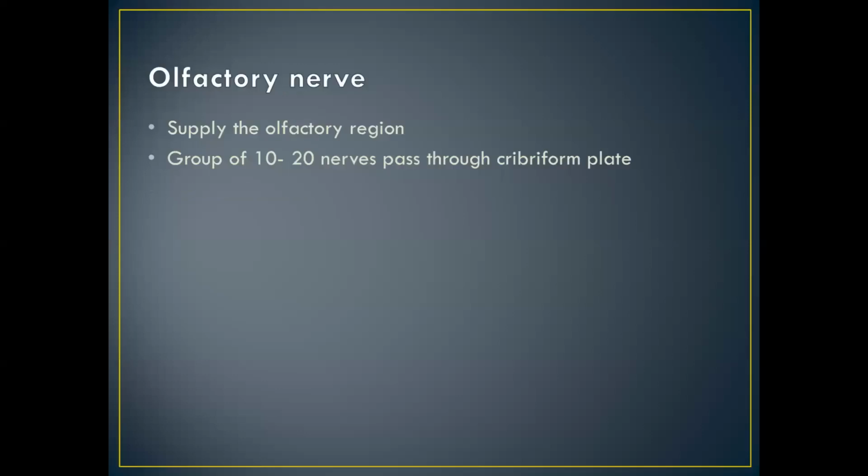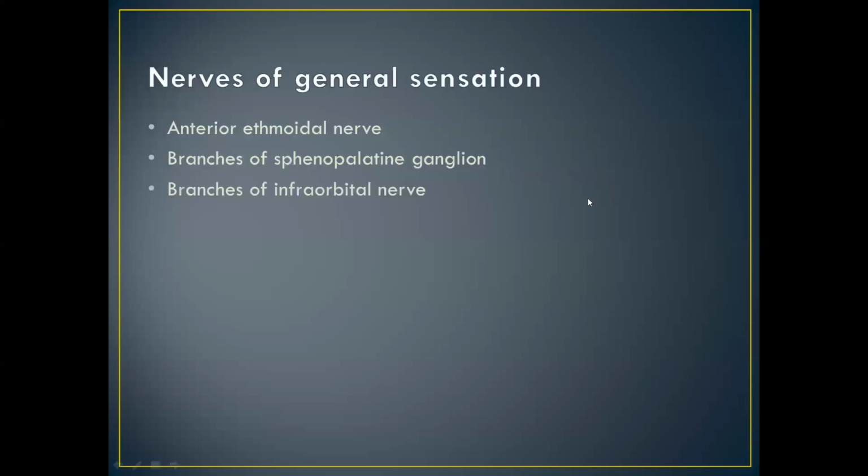Olfactory nerve is the first cranial nerve. It has 10 to 12 nerve endings in the cribriform plate, which is actually the roof of the nasal cavity. जो जनरल सेंसेशन की नर्व्स हैं उसमें तीन तरह की नर्व्स हैं। एंटीरियर एथमॉयडल जो कि सप्लाई करती है एंटीरियर सुपरफिशियल nasal cavity. Sphenopalatine ganglion supplies the posterior two-third of nasal cavity, and the infraorbital nerves supplies the vestibule of nasal cavity.